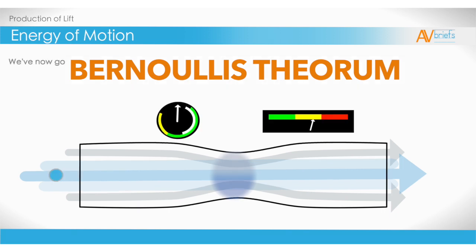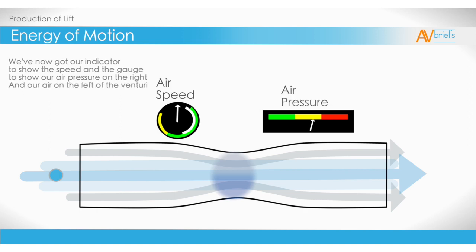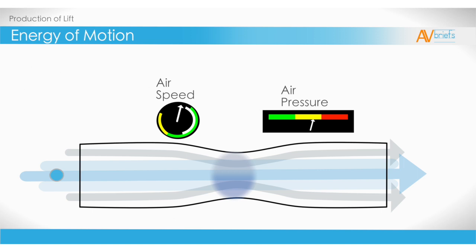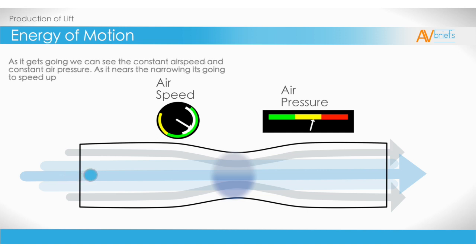We've now got our indicator to show the speed of the airflow, and our gauge to show our air pressure, which is on the right. And our air molecule, with all its friends trying to enter the venturi, is on the left. As our friends get going, we can see the constant airspeed and constant air pressure.